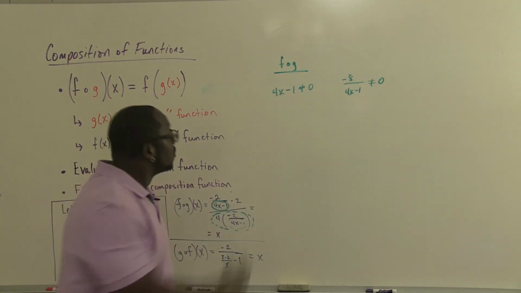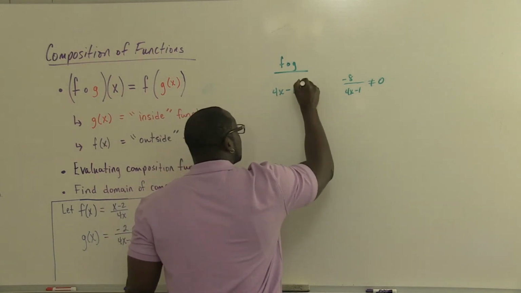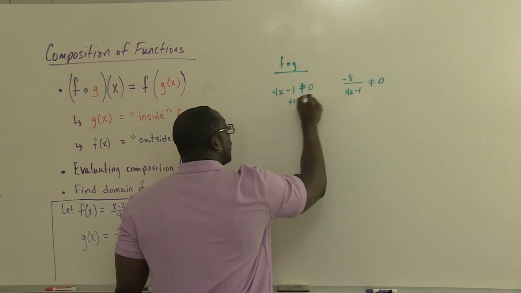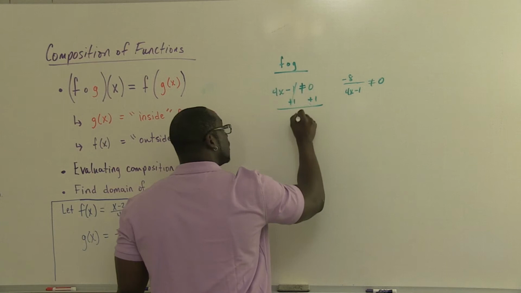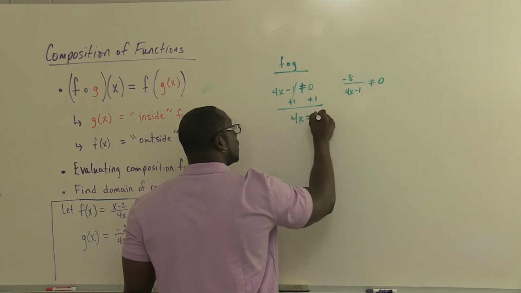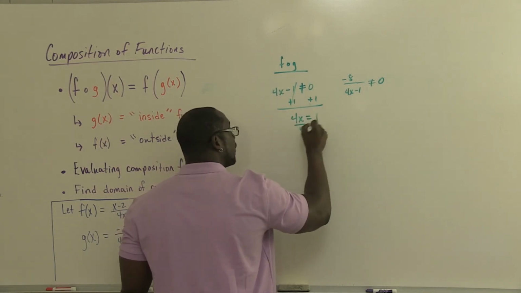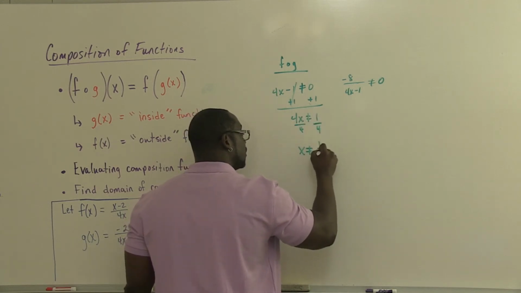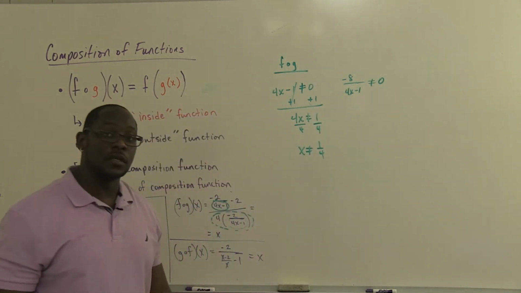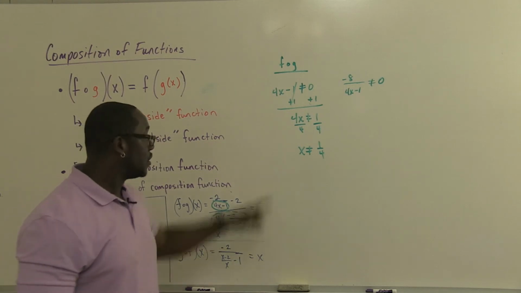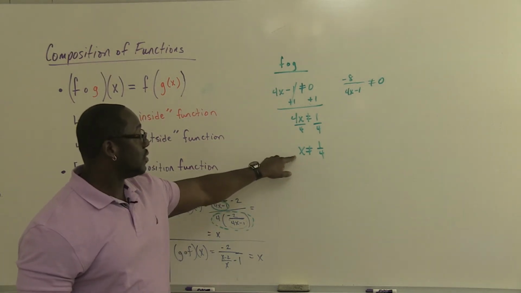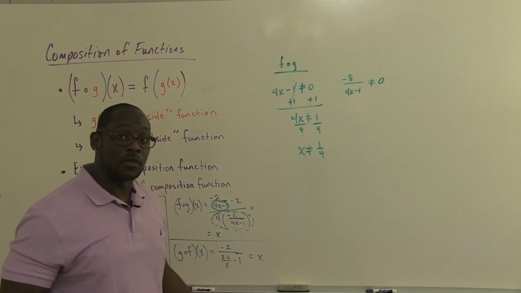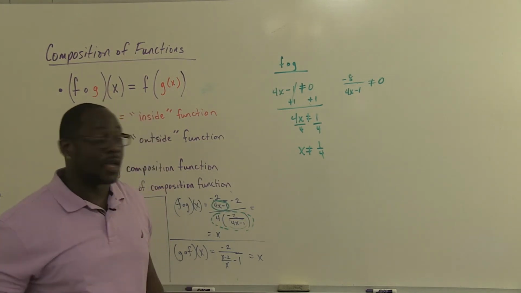Okay? So in solving this, we'll add 1 to both sides. And then from here, divide both sides by 4. And we see that x is not allowed to be 1/4. Okay? So we know that for starters here, x cannot be 1/4. All real numbers except for that.